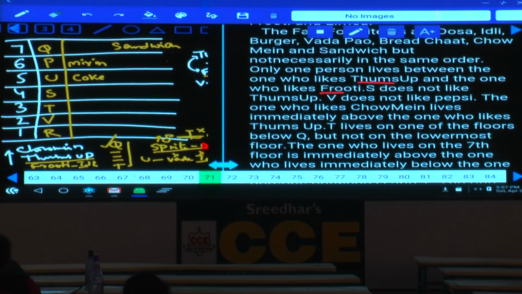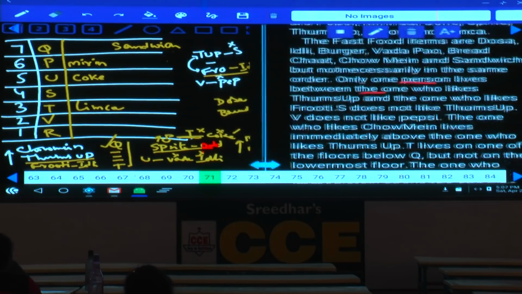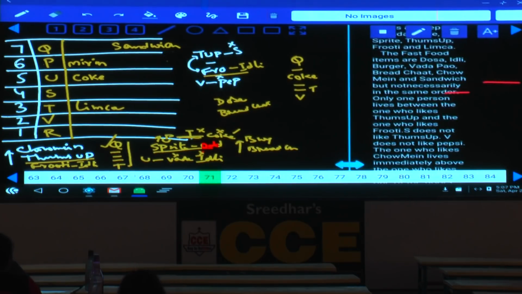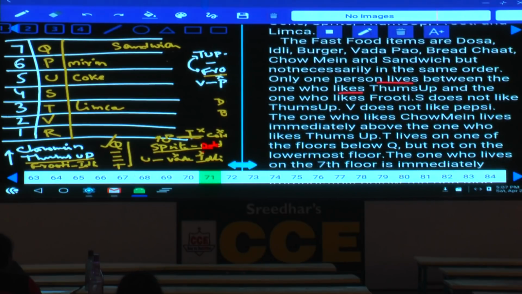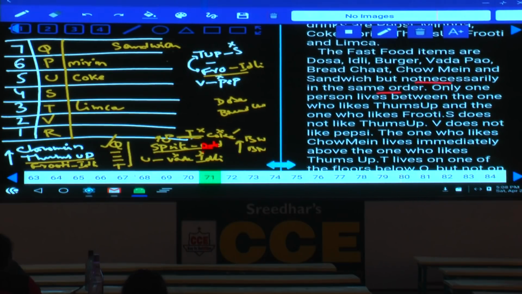Limca is immediately above what? Limca is immediately above V. Hence if Limca is immediately above V, then between these two we should have only one person, which is common. Hence thumbs up is here. And where should this thumbs up be? Now this is thumbs up and fruity, there must be exactly one person between them, isn't it?